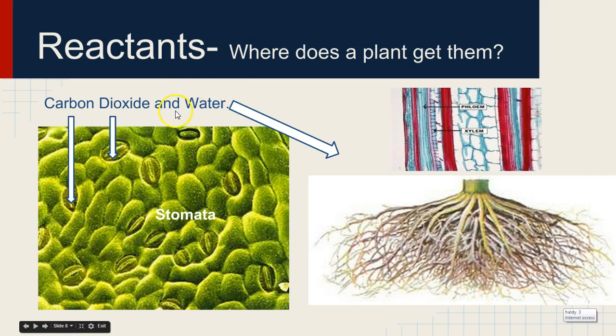Another reactant is water. It comes up through the roots, and they're these little tubes. The xylem tubes are the things that carry water up to the leaves. So through the roots it gets the water, little tubes bring it all the way up to the leaf, and then the CO2 comes in those leaves.